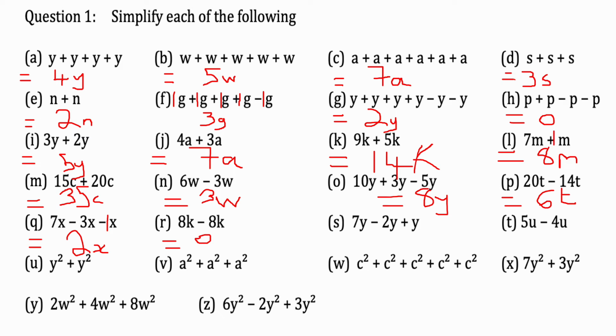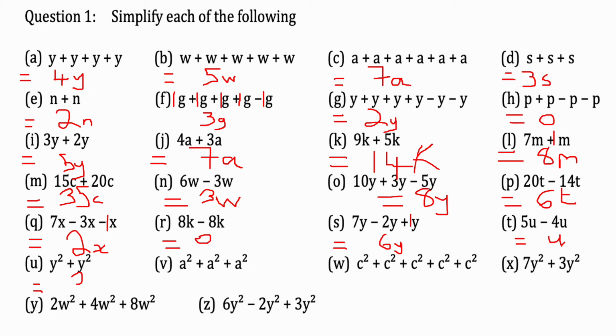Think of it as I had £8 and I spent £8. I have nothing left over, so I've got £0 left over. 7y take away 2y is 5y, plus that 1y goes to 6y. Imagine I've got that invisible 1 there. 5u take away 4u is just equal to 1u, or I can just write it as u. You are welcome to write it as 1u if you want, but I tend to not write the 1 there, because it's getting into that habit of knowing that u is just one lot of u.